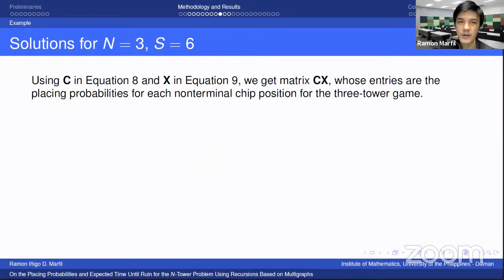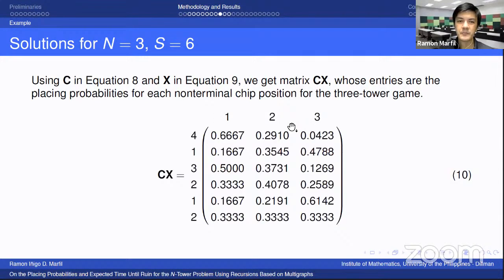So using C in equation 8 and X in equation 9, we get matrix Cx, whose entries are the placing probabilities for each non-terminal chip position for the three-tower game. So, in the three-tower game, if you started with wealth 4, in the state 411, these are the probabilities of placing first, second, and third that we get by multiplying the matrices C and X. Okay? And the rest of the entries here can be interpreted in a similar manner.